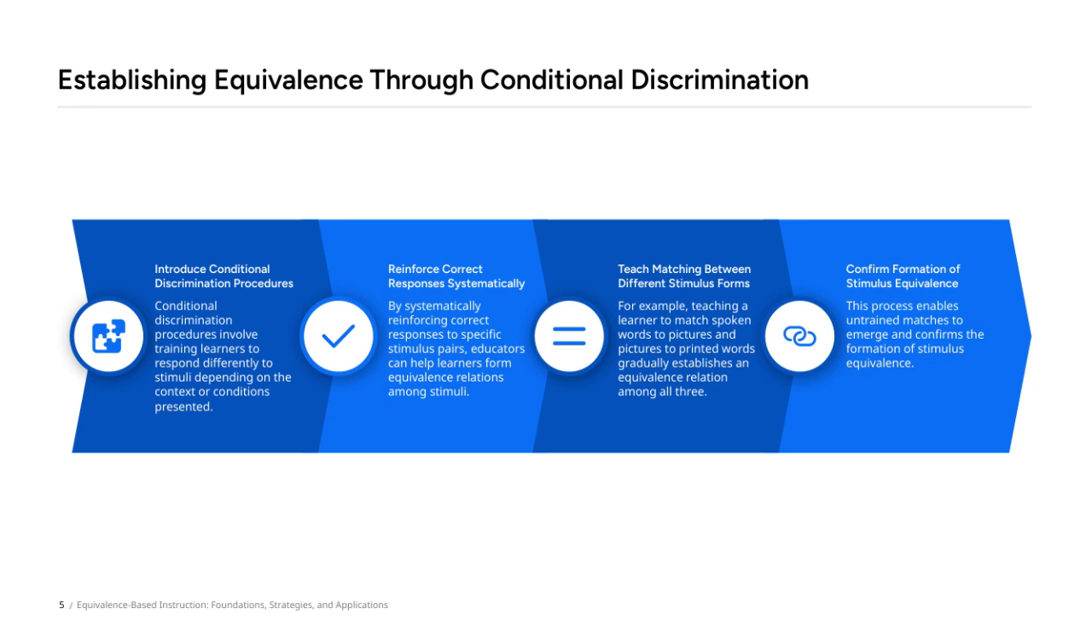Over time, this process creates a strong link among all three: the spoken word, the image, and the printed word. Finally, once this training is in place, we can observe untrained matches occurring naturally, confirming that true stimulus equivalence has been established. This approach is powerful in helping learners generalize and integrate information across different forms.